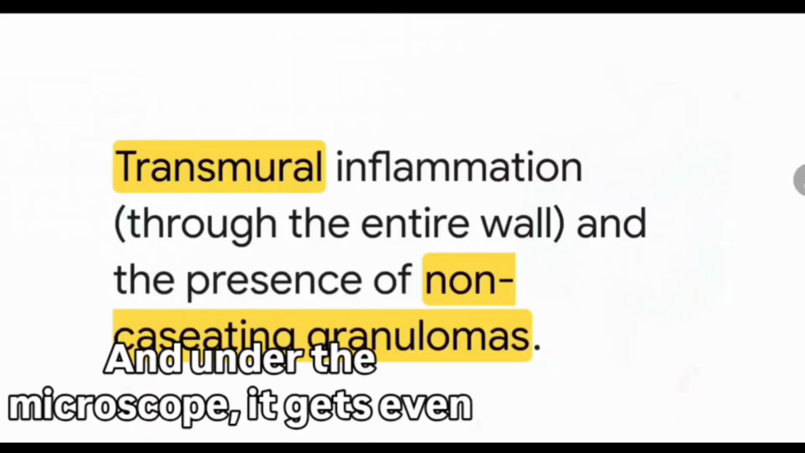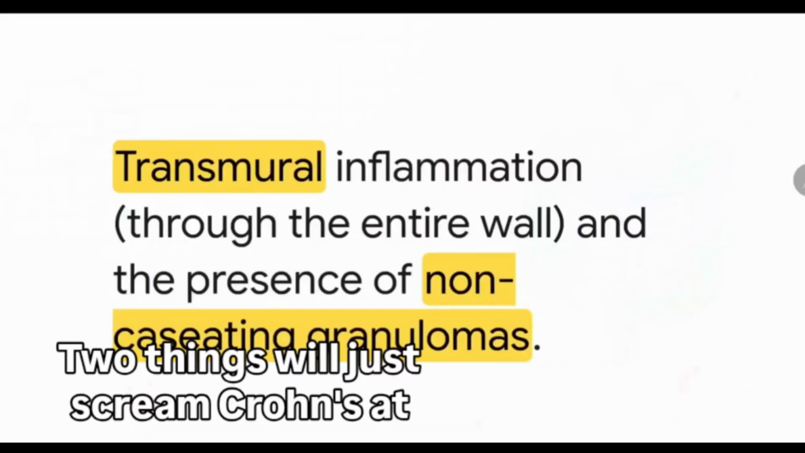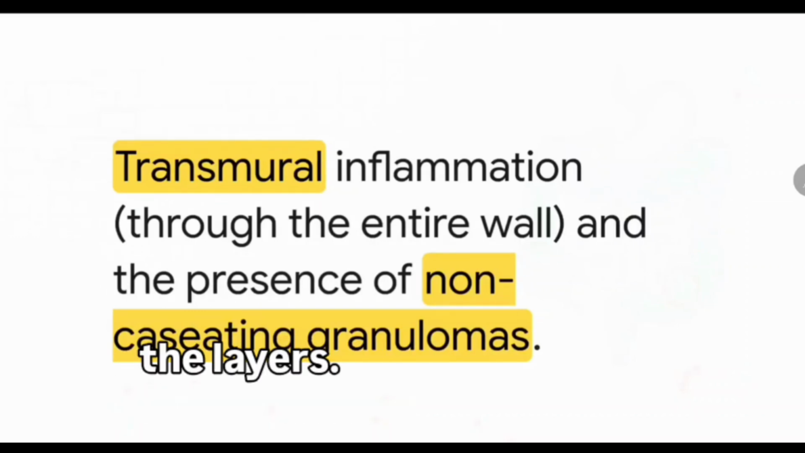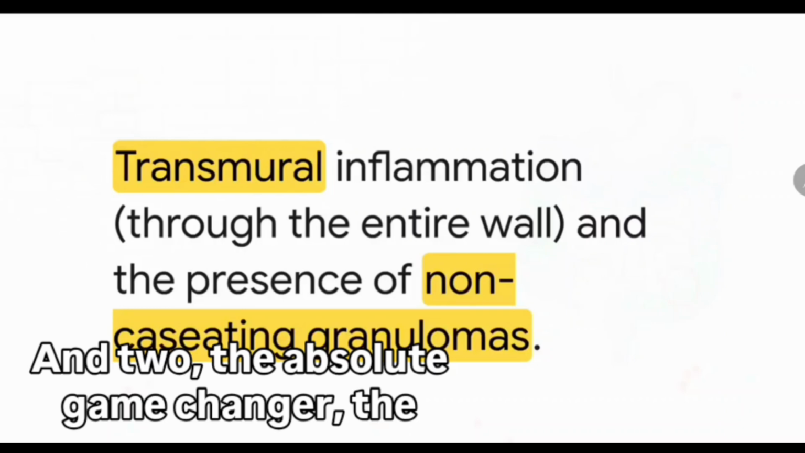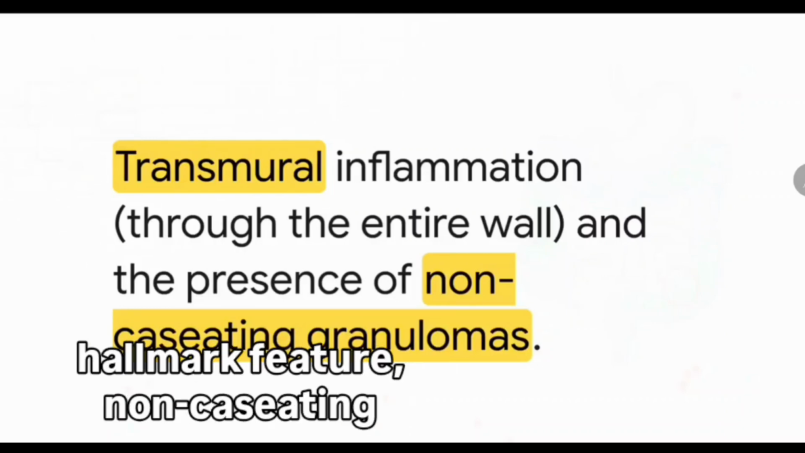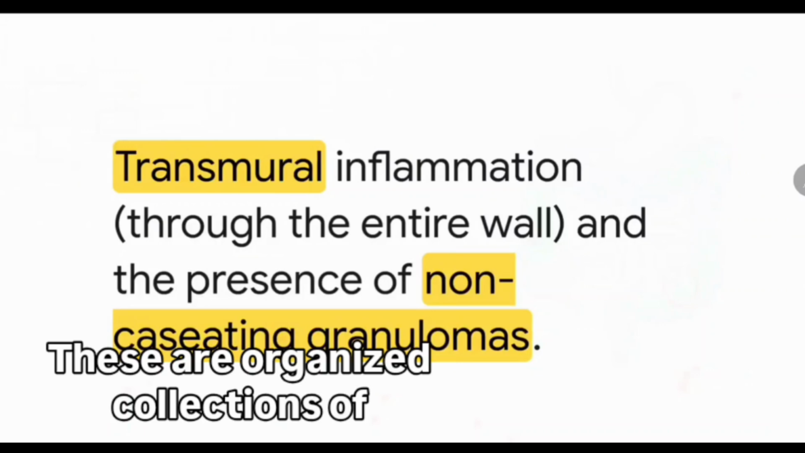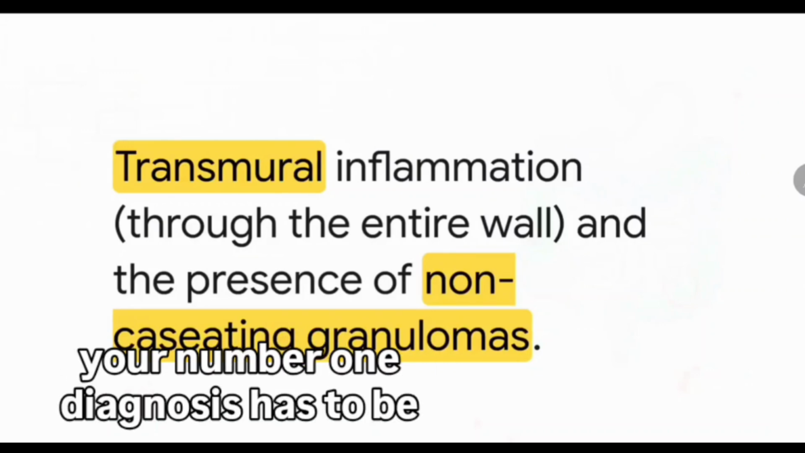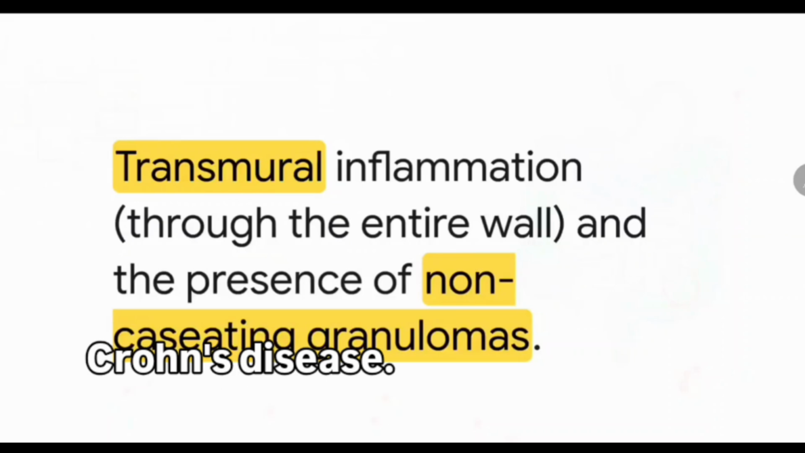And under the microscope, it gets even clearer. Two things will just scream Crohn's at you. One, you will see inflammation in all the layers. It's transmural. And two, the absolute game changer, the hallmark feature, non-caseating granulomas. These are organized collections of immune cells. If you see granulomas on a gut biopsy, your number one diagnosis has to be Crohn's disease.